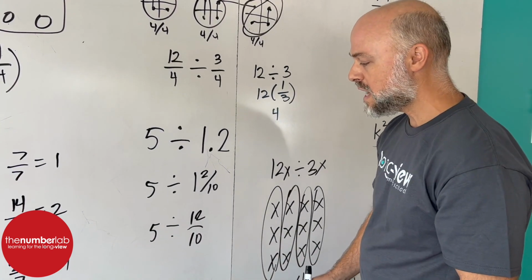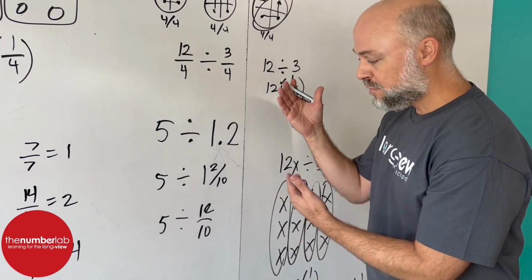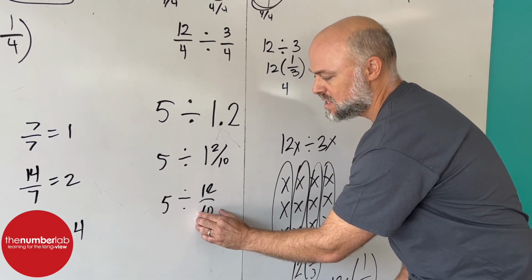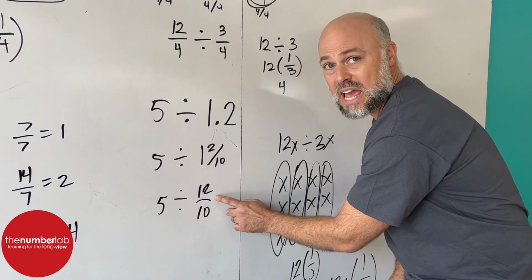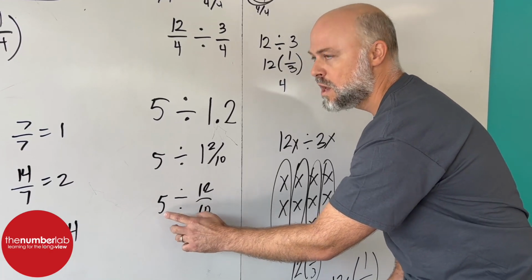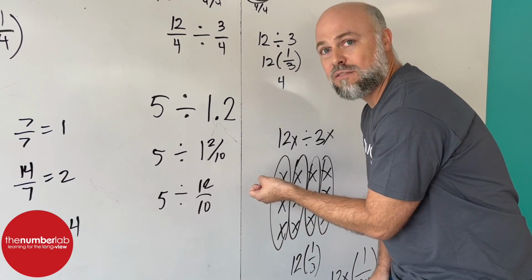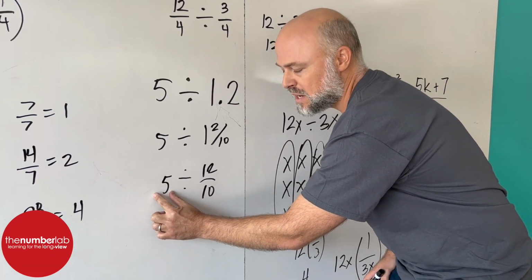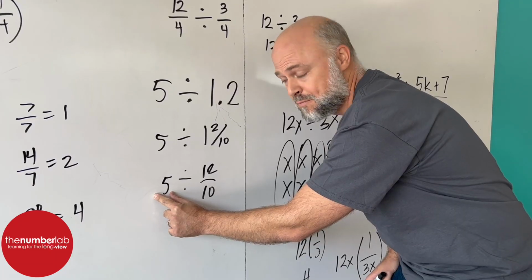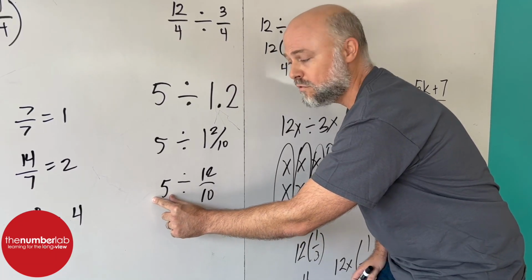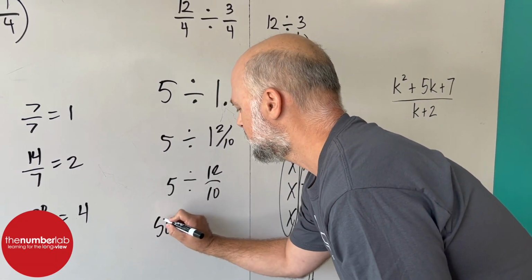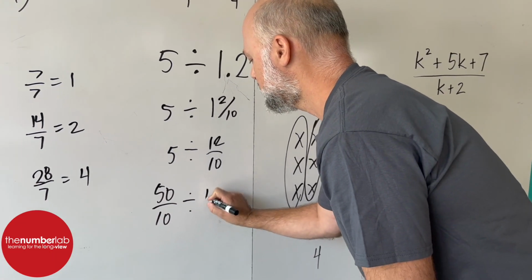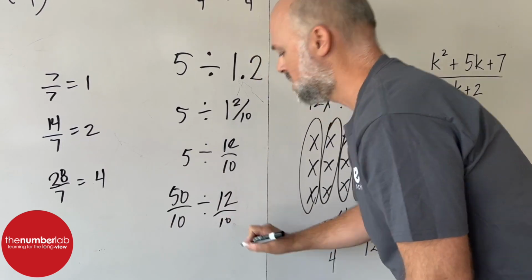Now, why would I do that? As before, I have 5 wholes divided in groups of 12/10. This is counting tenths. This is counting wholes. So it'd be easier to divide them into groups of 12/10 if this was expressed as a count of tenths. 5 wholes is equivalent to 50/10. 50/10 divided into groups of 12/10.